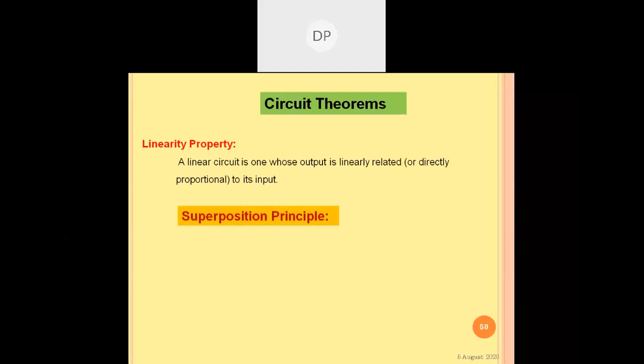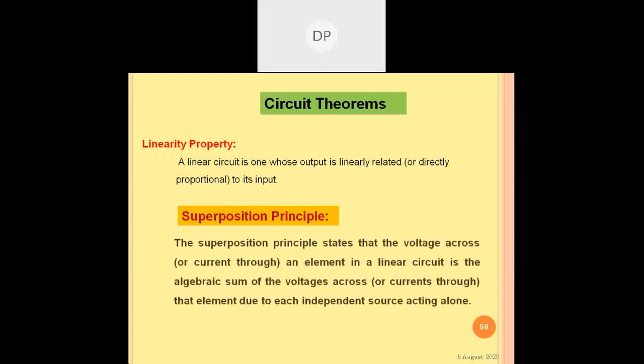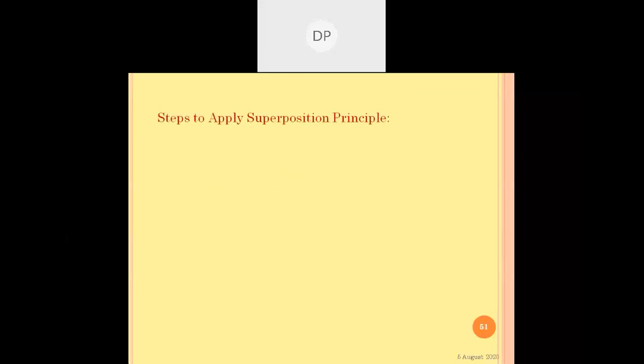All these elements we consider as linear elements, because for any element, if you give the input, it has a response, that is nothing but the output. So the output of this element and the input of this element, if they are related in some particular way, then we say that they are linear.